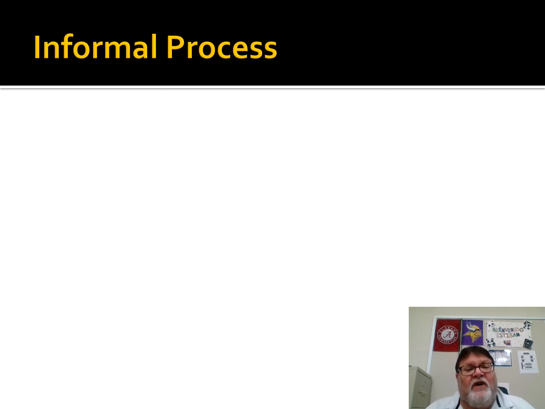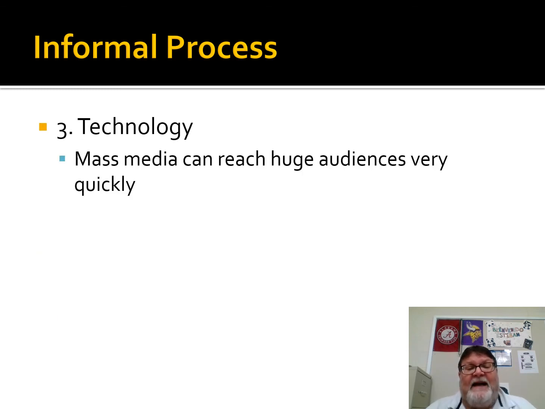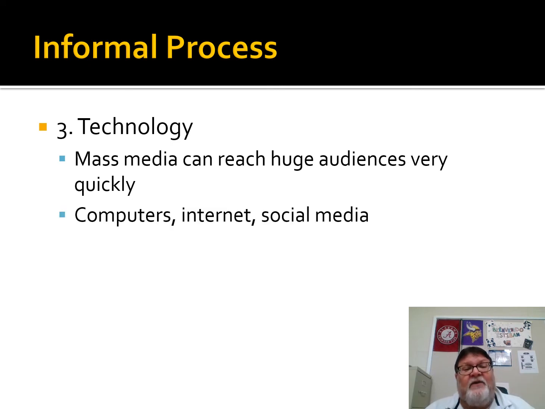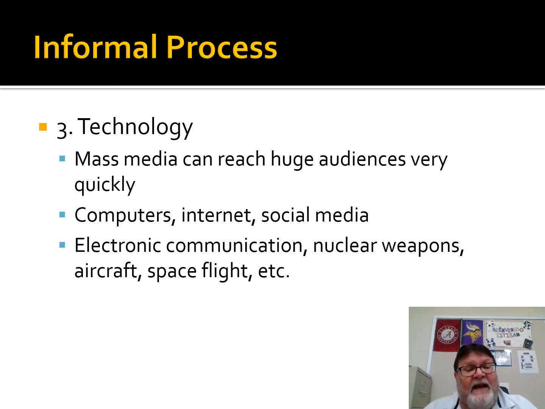All right, so there's two more informal processes. Number 3 is technology. The mass media, and this started in the 20th century, can reach huge audiences very quickly. You add on to that the advent in the 80s and 90s of the computers and the internet, and then now into social media. Things happen fast. Electronic communication happens. We have nuclear weapons now. If the Soviets, sorry, that's old, if the Russians were to launch an ICBM against us, then we have 30 minutes max to be able to respond.